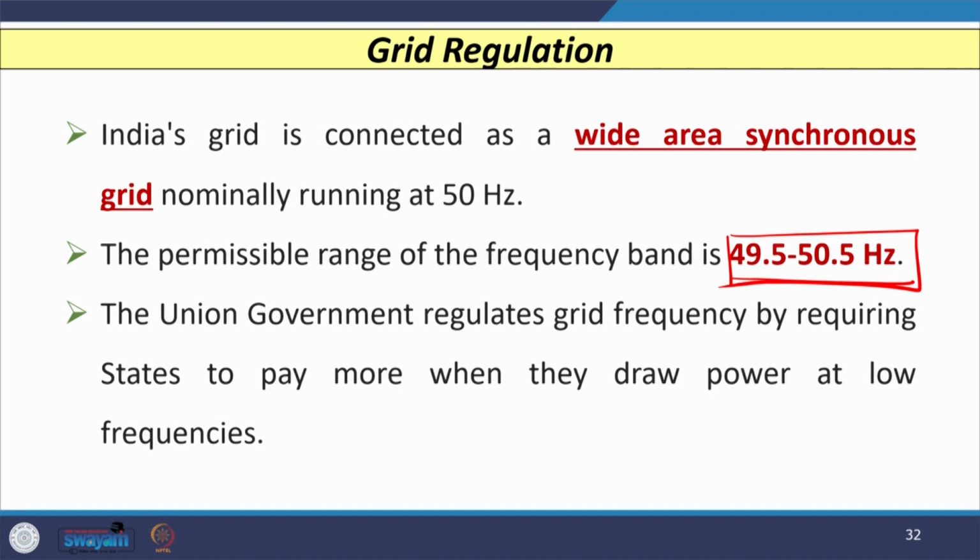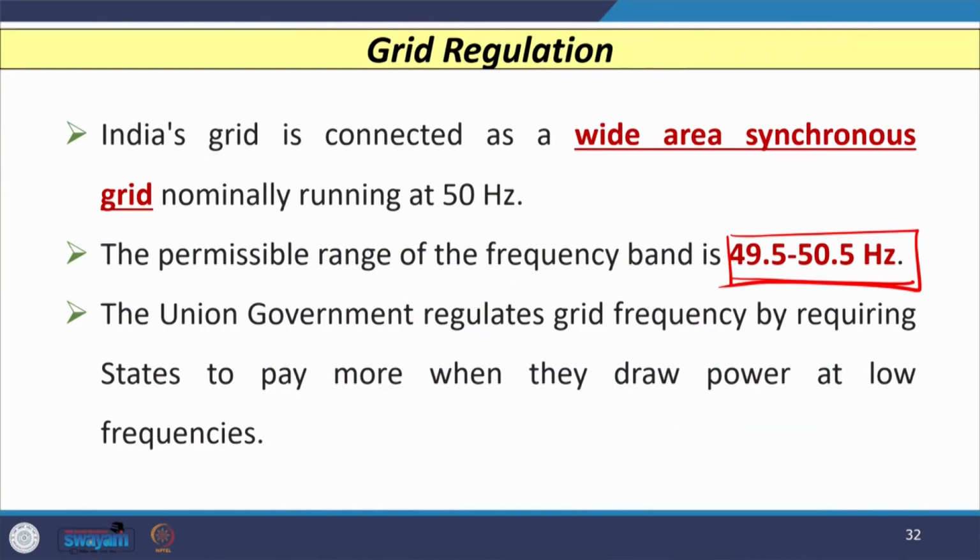Now, this range is very important, and nowadays it is equally important because when we want to restrict the frequency within 49.5 hertz and 50.5 hertz, we know that nowadays the penetration of renewable energy sources is increasing day by day. So, now the government is encouraging the inclusion of solar based generators, or maybe some wind based generators or fuel cell based generators, or maybe some other renewable energy sources based generators.